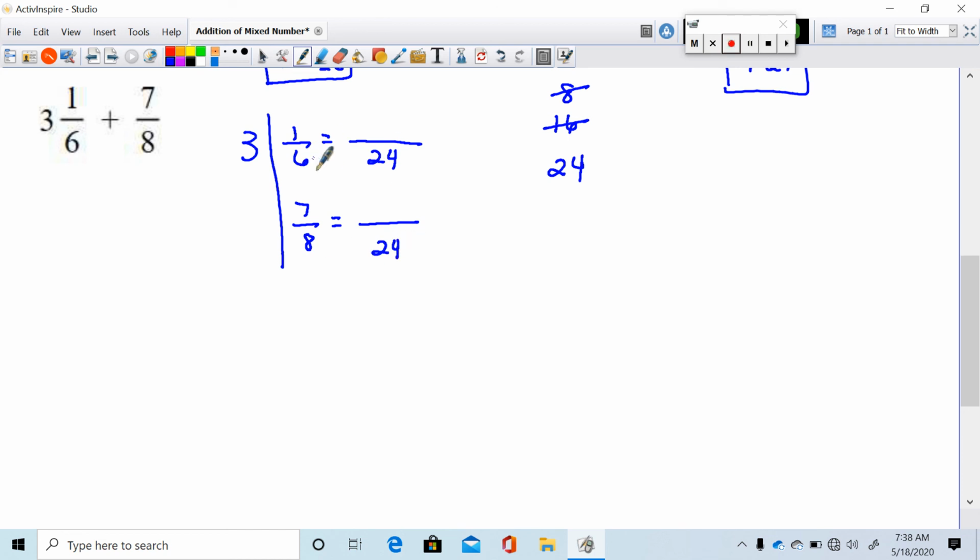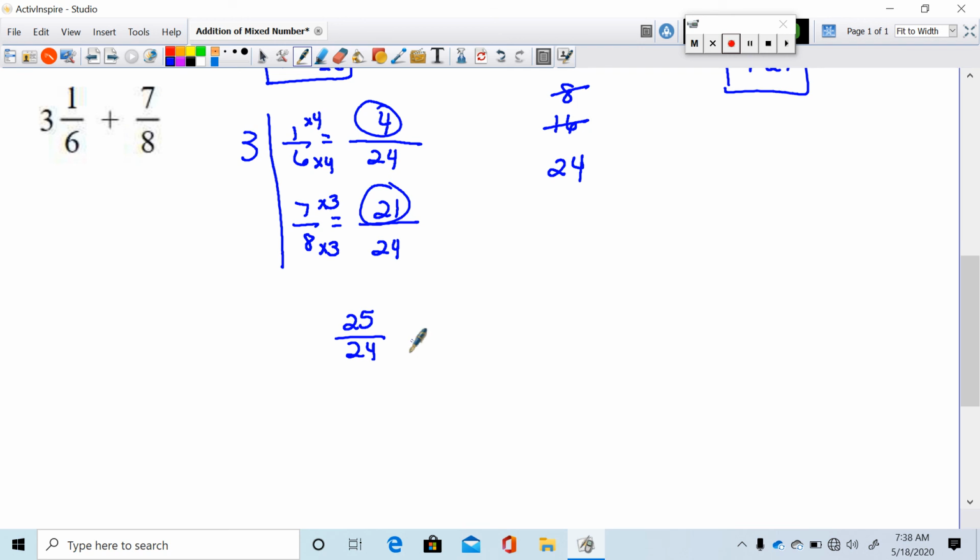24 divided by 6 is 4. So I'm multiplying the first one by 4. 1 times 4 is 4. 24 divided by 8 is 3. Multiply the second one by 3. 7 times 3 is 21. Keep your denominator. Add the numerators. 4 plus 21 is 25.